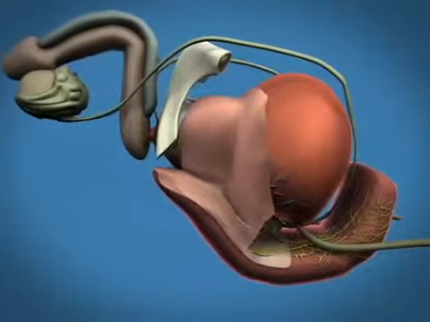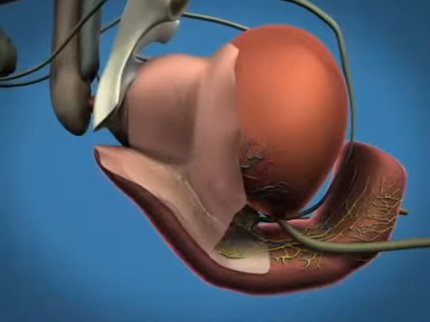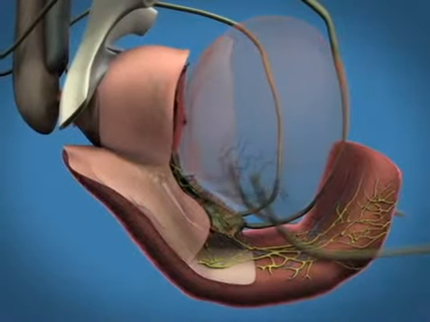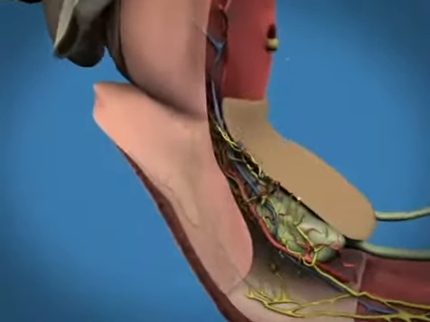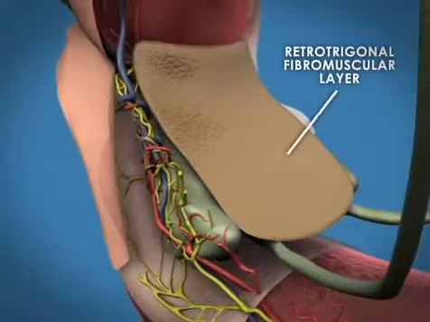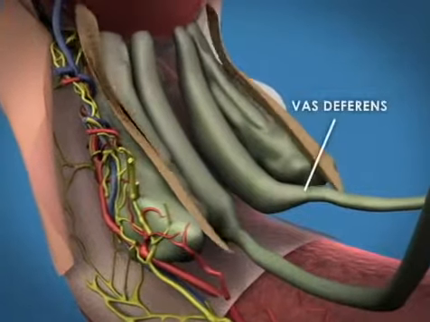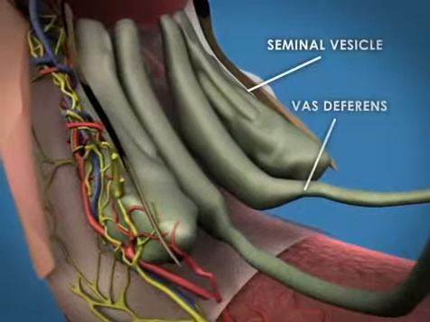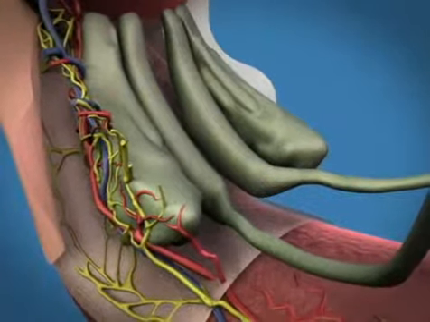Our animation of the surgery begins with the separation of the bladder and prostate. Once the bladder neck is clearly identified, the two organs are carefully cut apart. Next, the retrotrigonal fibromuscular layer is identified and cut through to expose the anterior surfaces of the vas deferentia and seminal vesicles. From this point forward, the surgery is done without cautery.